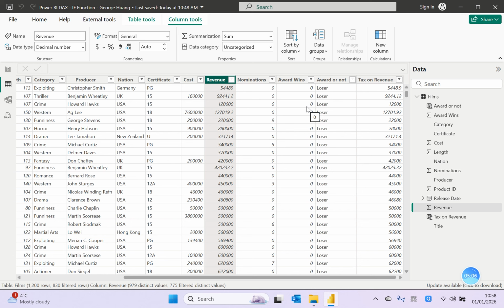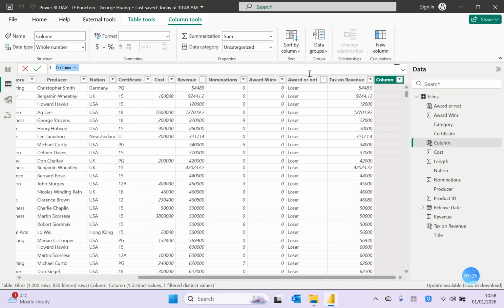Okay, let's move a little bit further to the next part. It's called tax on profit. If we want to tax on profit, how to do that? Profit means revenue minus the cost. So we need to use revenue minus cost as the whole part. Okay, the methodology is exactly the same. Let's do the tax on profit.